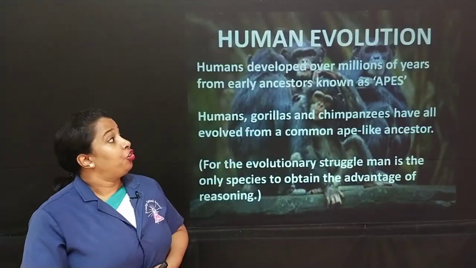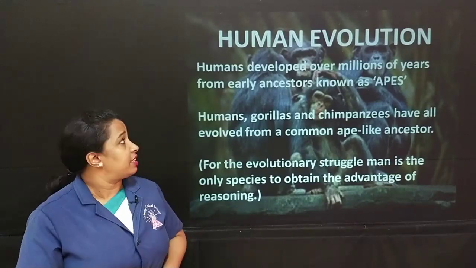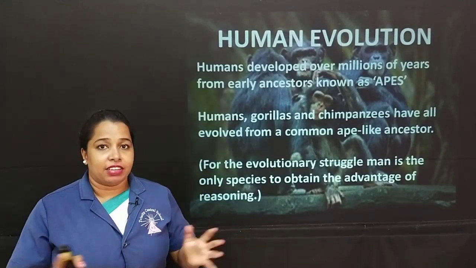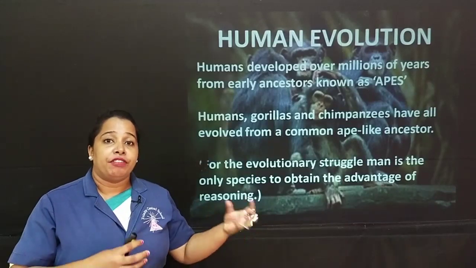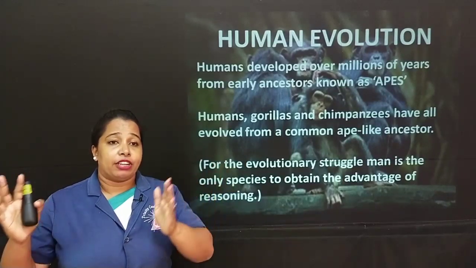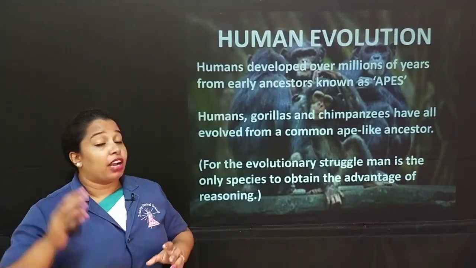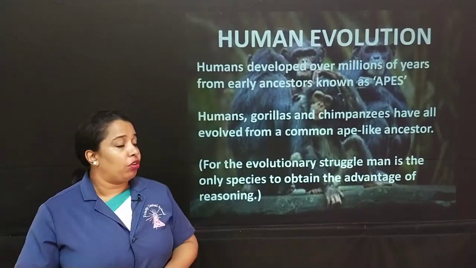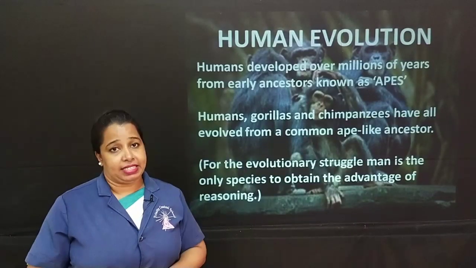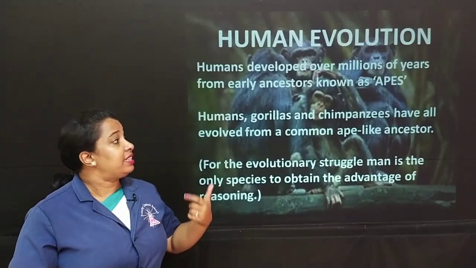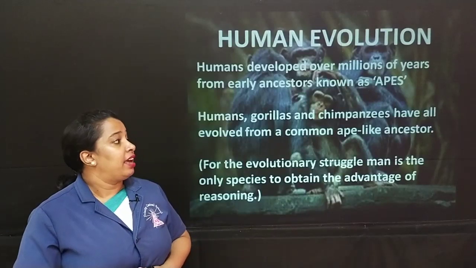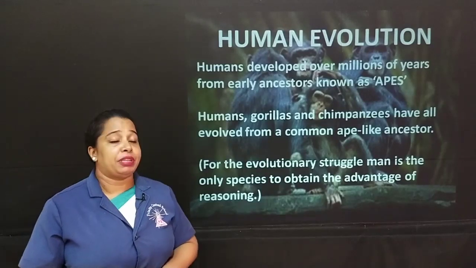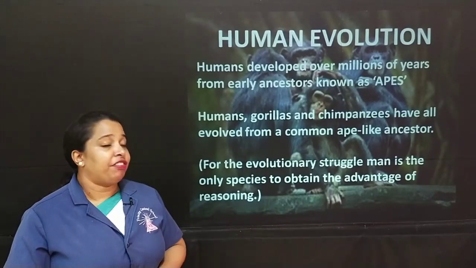Human evolution. Humans developed over millions of years from early ancestors known as apes. So you must have heard that we always say that humans are evolved from apes. Apes are something that looks like the modern day monkeys. They are our ancestors. Humans, gorillas and chimpanzees all have evolved from a common ape-like ancestor. And same like humans, gorillas and chimpanzees also have their ancestors as apes. In the evolutionary struggle, man is the only species to obtain the advantage of reasoning.